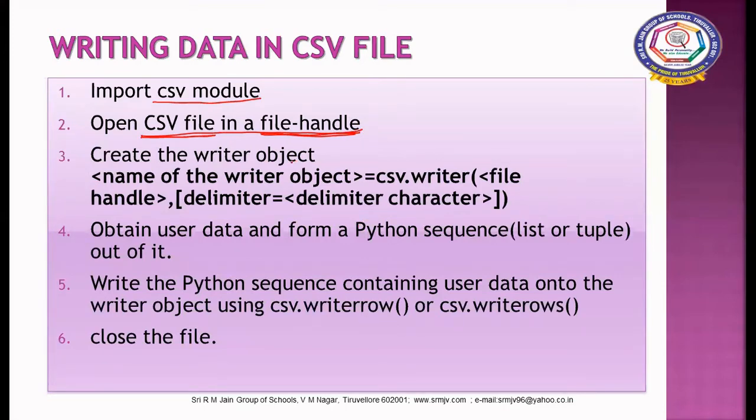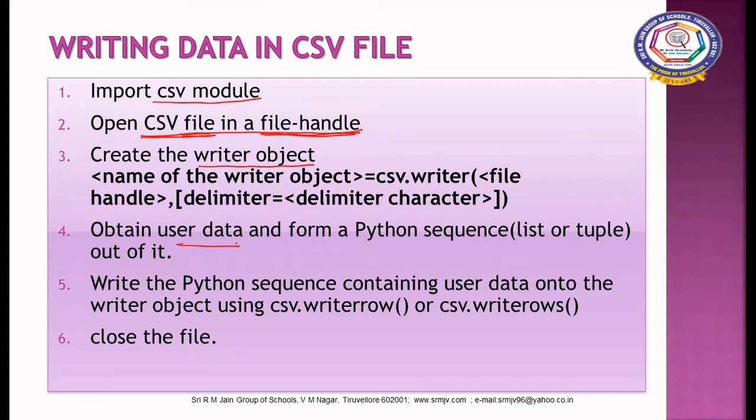Create the writer object. That is, we have to create a writer object to associate with your CSV file. So the name of the writer object is equal to csv.writer of file handle, comma, the delimiter. The delimiter can be specified as any other character, otherwise by default it will take it as a comma.